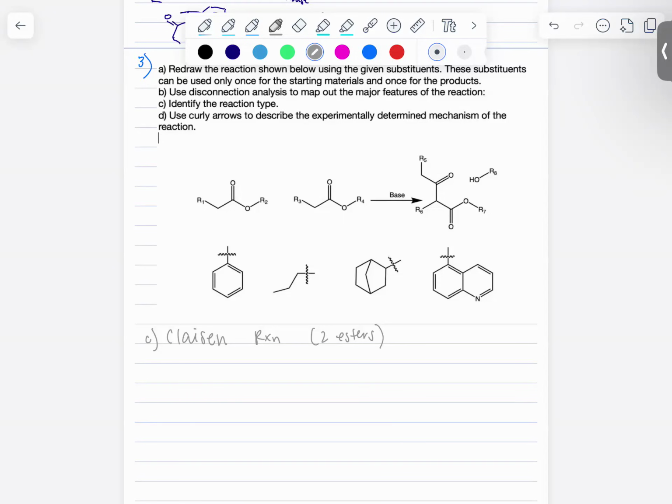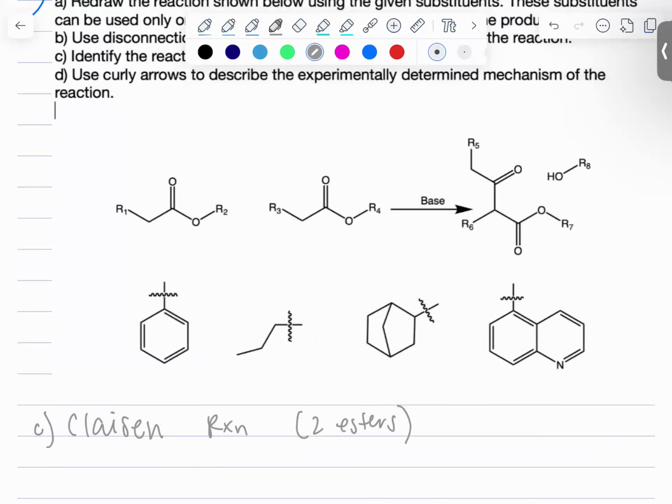Rather than fill in which R groups will be R1, R2, because there's so many possibilities of answers for this, I think it's easier to give, like, R1 is now equal to R5. Do you guys understand what I mean when I say that? Yes? No? Okay. So in our starting material, we have R1, 2, 3, and 4. And in our product, we now have 5, 6, 7, and 8.